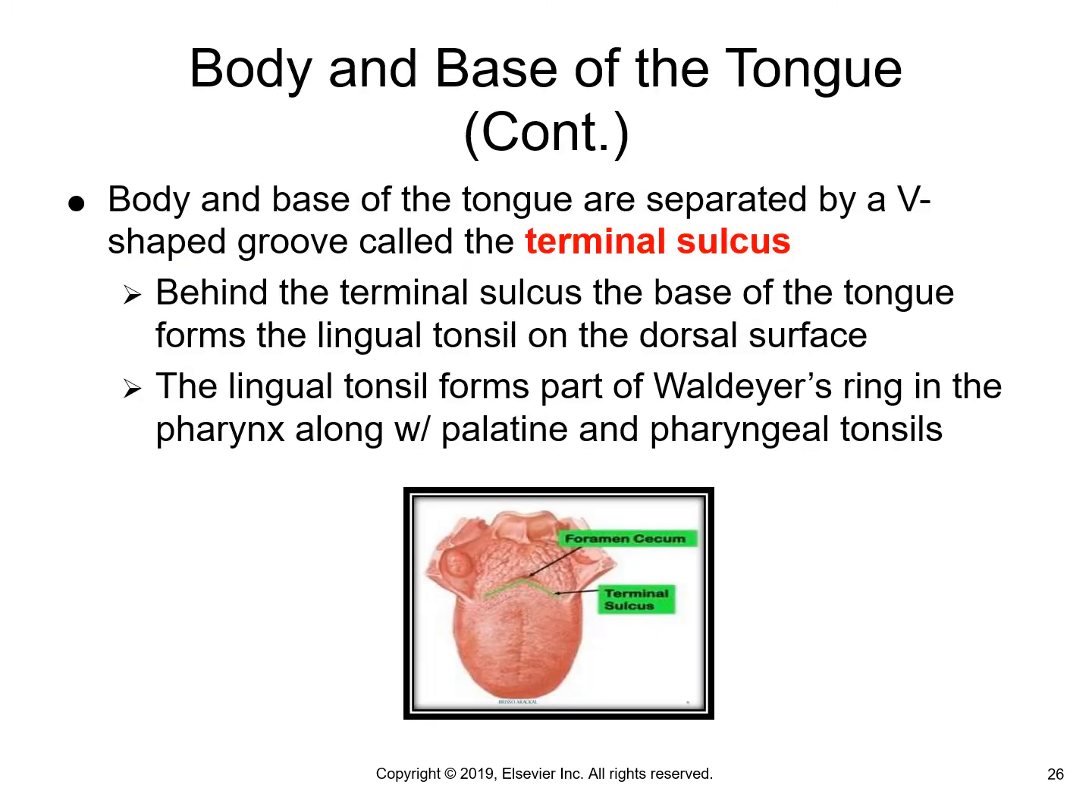The body and the base of the tongue are separated by a V-shaped groove called that terminal sulcus, which you can see in the image below. Behind the terminal sulcus, the base of the tongue forms the lingual tonsil on the dorsal surface, and the lingual tonsil forms part of Waldeyer's ring in the pharynx along with the palatine and pharyngeal tonsils.